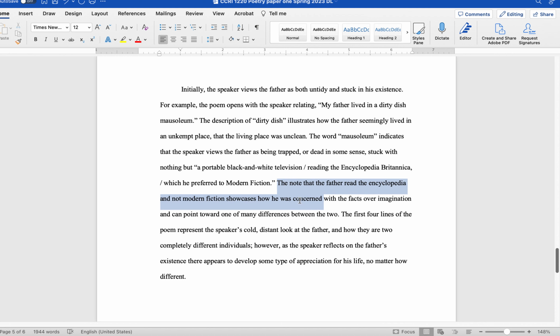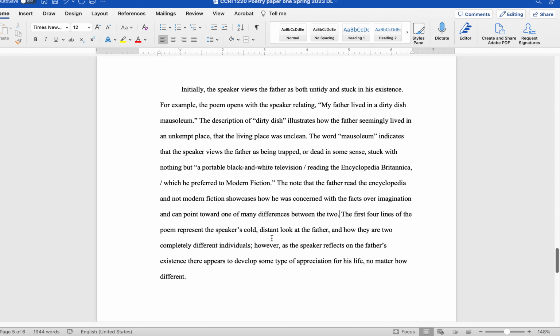The note that the father read the encyclopedia, not modern fiction, showcases how he was concerned with the facts. Dead is dead, he would say, remember, the facts over imagination, and can point toward one of the many differences between the two. The first 4 lines of the poem represent the speaker's cold, distant look at the father, and how they are two completely different individuals.